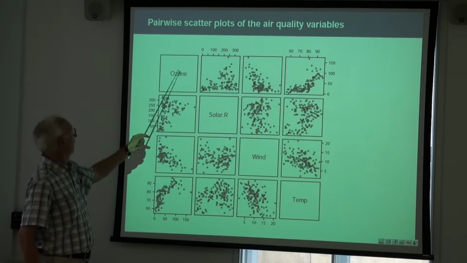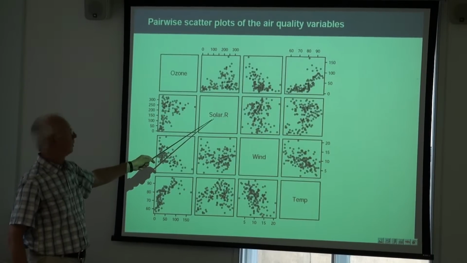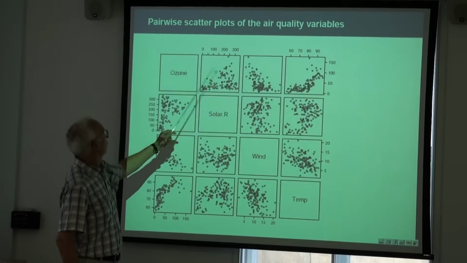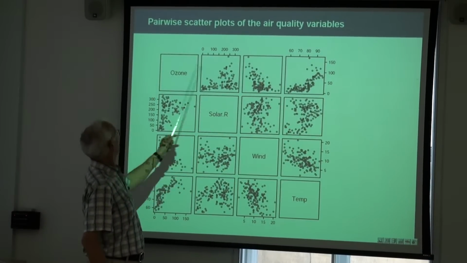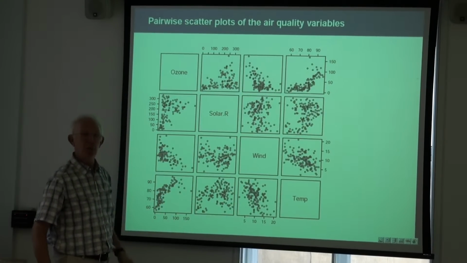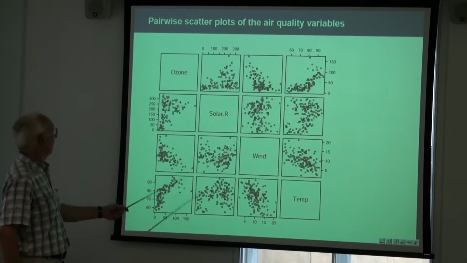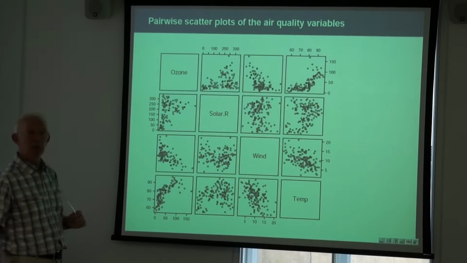On this panel, the ozone is plotted on the y-axis and solar radiation on the x-axis. Whereas in this panel, ozone's on the y-axis and wind speed on the x-axis. And in this panel, ozone on the y-axis and temperature on the x-axis. And similarly for all the other ones. And then at the bottom half, it reverses them all, it plots them around the other way. So it's a bit of redundancy there.